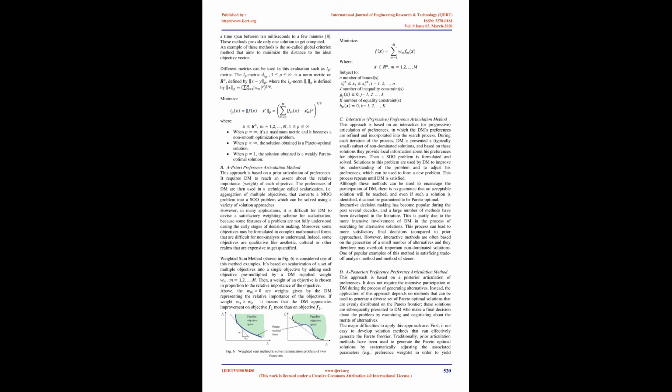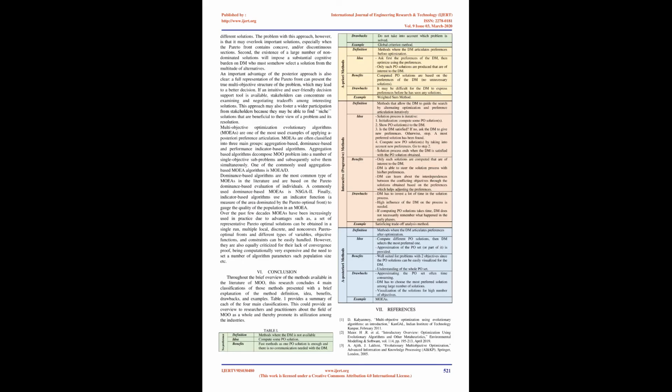Interactive decision-making has become popular during the past several decades, and a large number of methods have been developed in the literature. This is partly due to the intensive involvement of the DM in the process of searching for alternative solutions. This process can lead to more satisfactory final decisions, compared to prior approaches. However, interactive methods are often based on the generation of a small number of alternatives and they therefore may overlook important non-dominated solutions. One of the popular examples of this method is the satisficing trade-off analysis method and the method of Steuer.